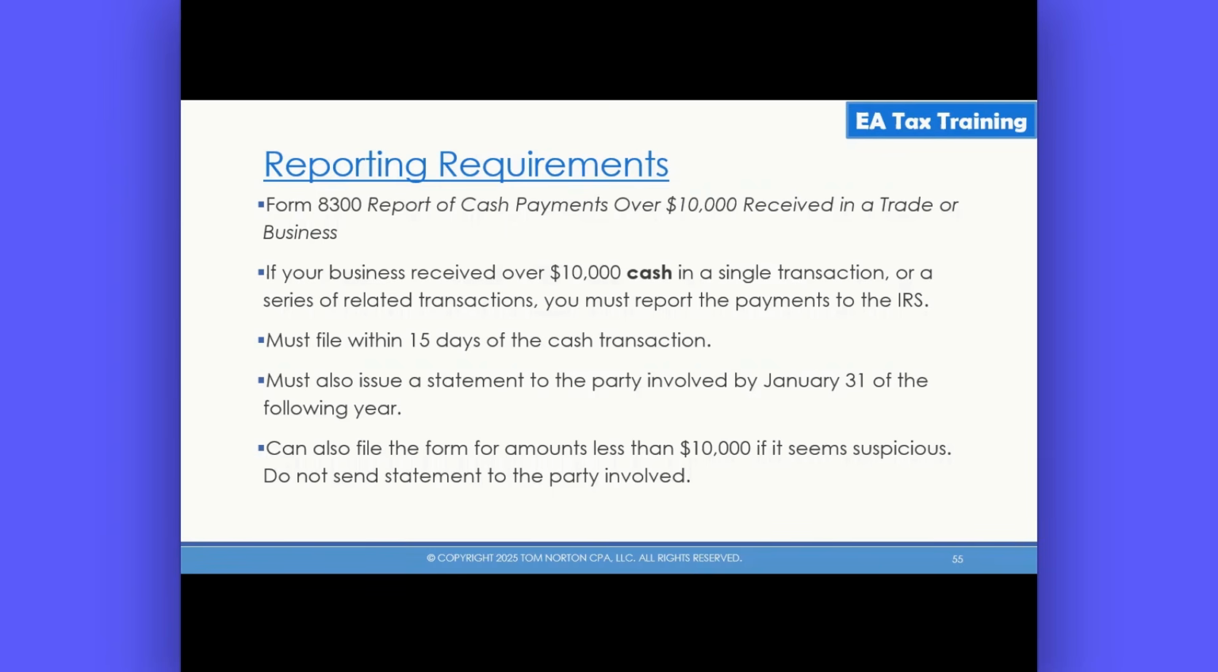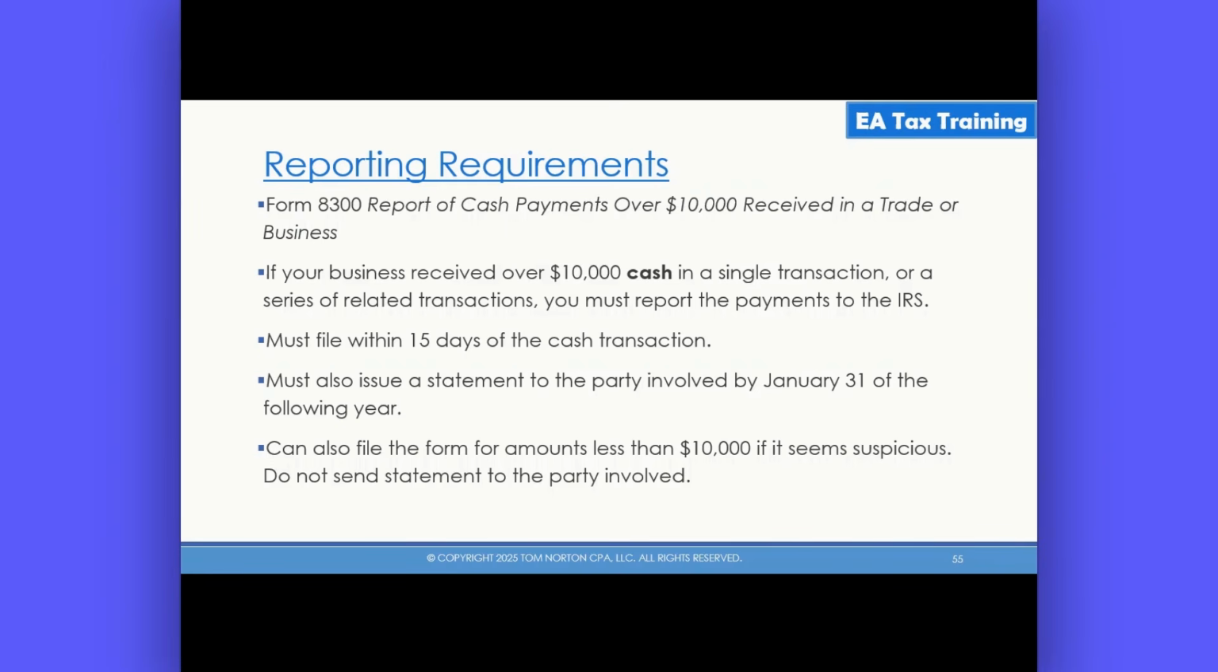You have to file the 8300 within 15 days of the cash transaction. You also issue a statement to the party involved by January 31st of the following year. So you let them know, hey, I filed this Form 8300 with the government.